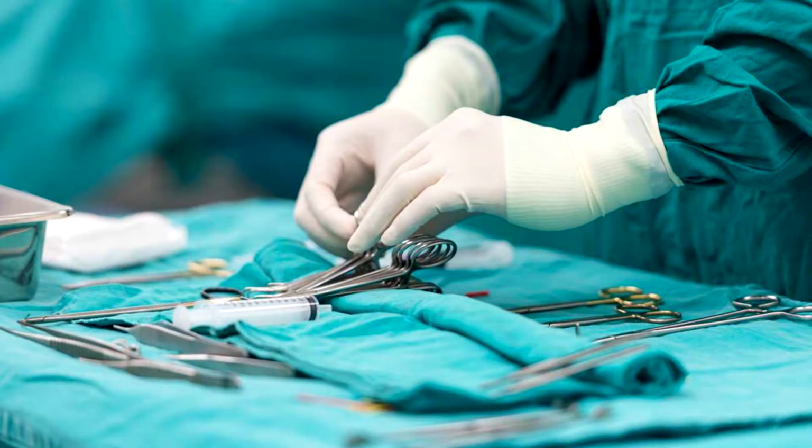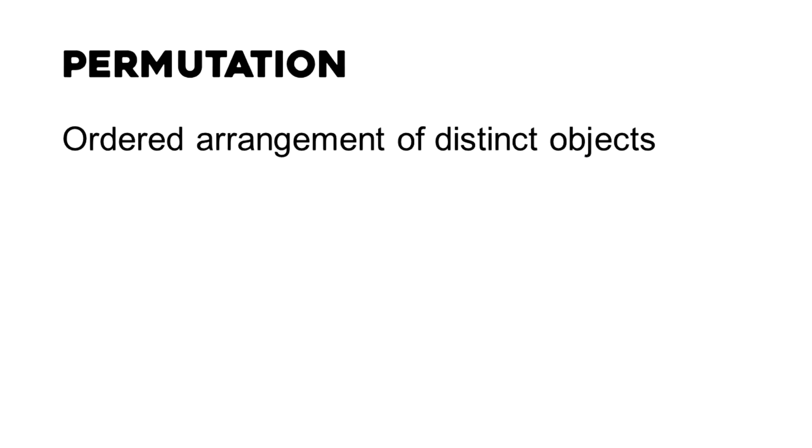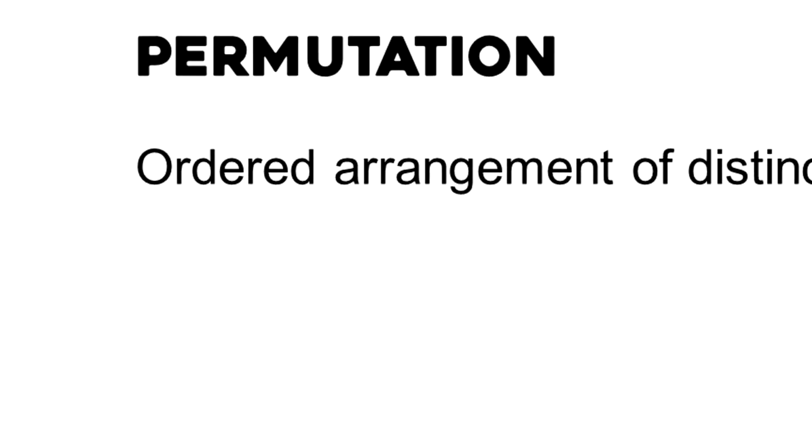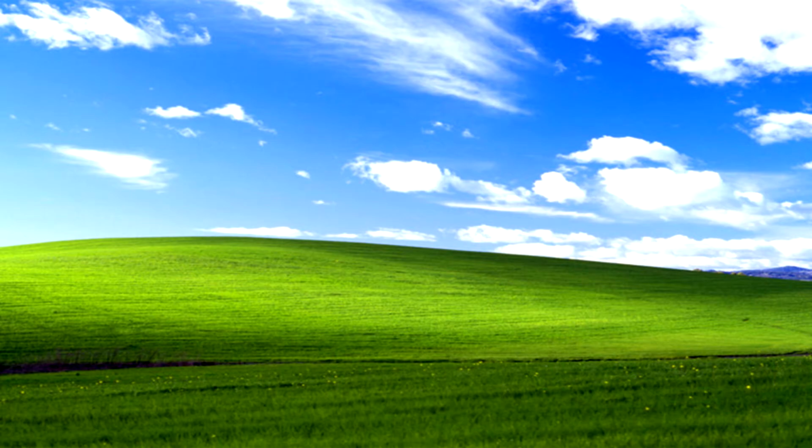Some vital tools that can be utilized when working with counting are permutations and combinations. A permutation is an ordered arrangement of a set of distinct objects. Note the distinction on the word ordered, where something such as the ordered pair 1-2 would be different from 2-1 in a permutation.